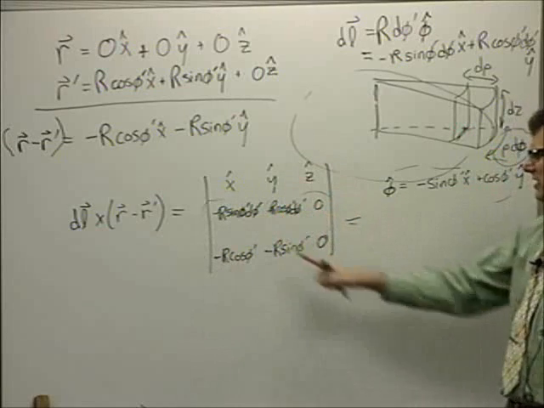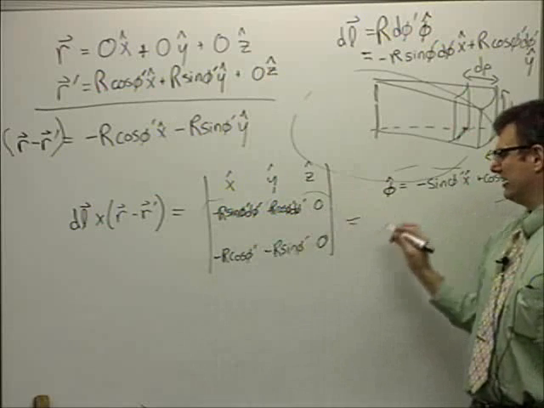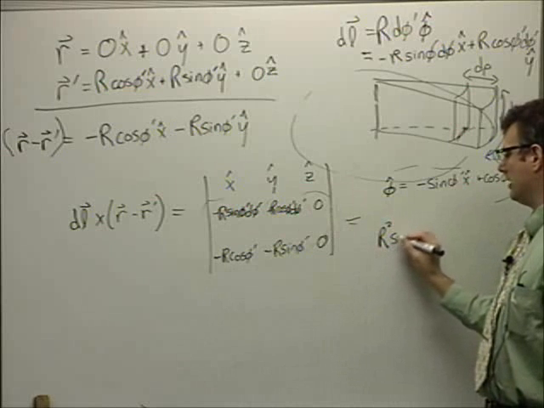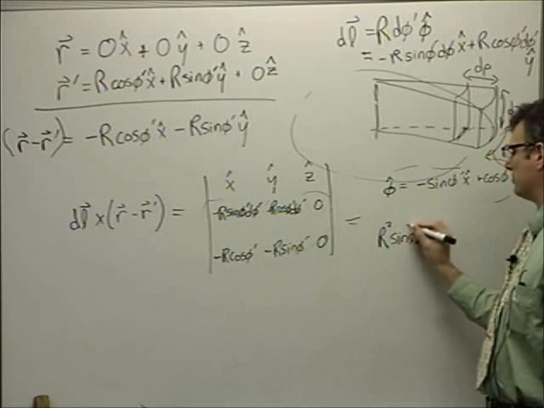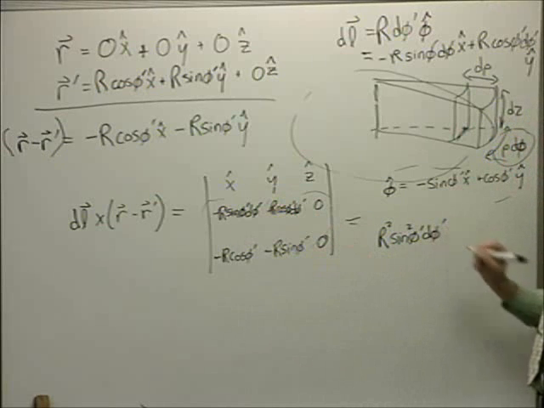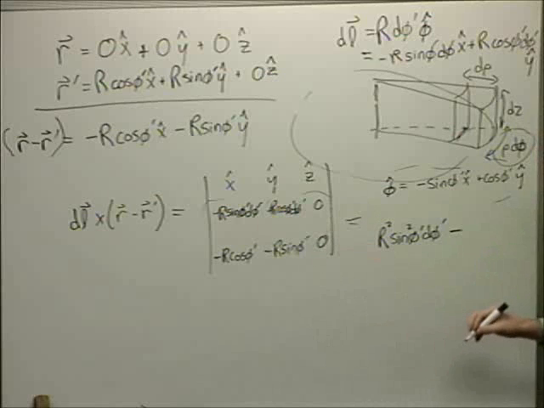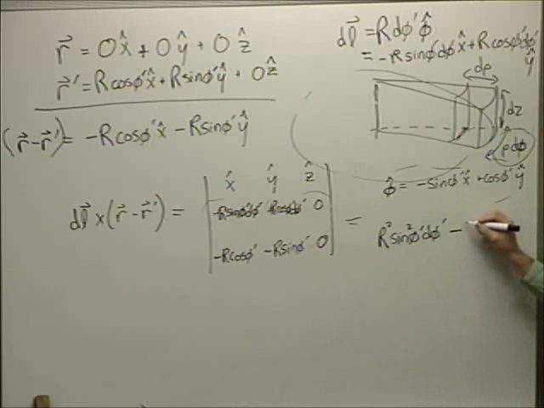So what does that give me? I've got r and an r. They're both minus, so I get a positive r squared. I get a sine phi prime squared, because I have a sine phi prime there and a sine phi prime there. And I get a d phi prime. Subtract out, what am I subtracting? A minus r times a positive r. Well, I'm subtracting a minus r squared, so that becomes positive r squared. I've got two cosines, so I'm going to square that, and I again have a d phi prime.